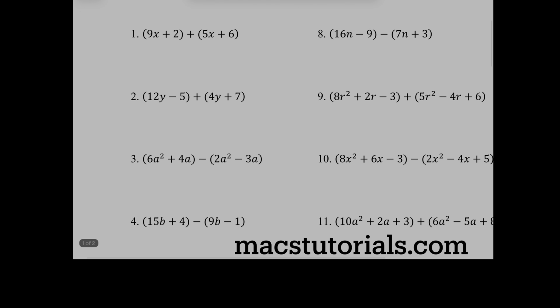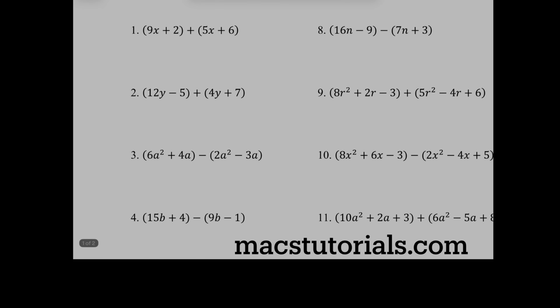So we've done a few versions, so I'm going to do this one pretty quickly. I'm just going to move forward on this. When you see a plus, all you do is combine like terms. A positive 9 plus a positive 5 is a positive 14. Positive 2 and a positive 6. Boom, that's all it is. 12y plus 4y, that's a 16y.